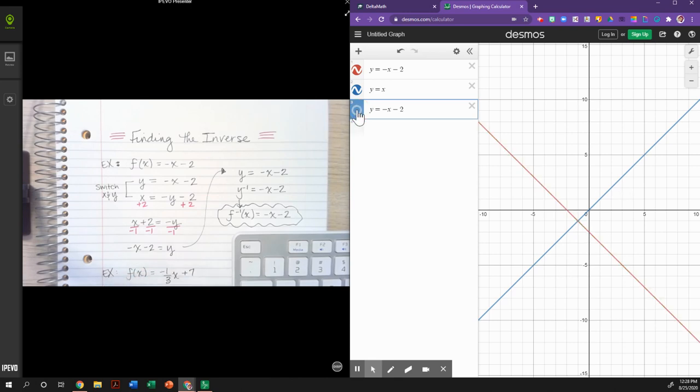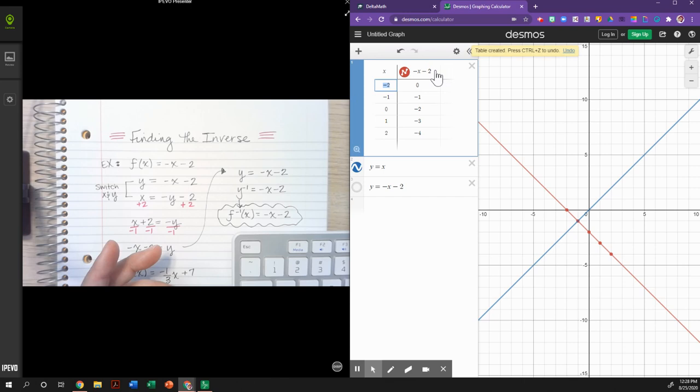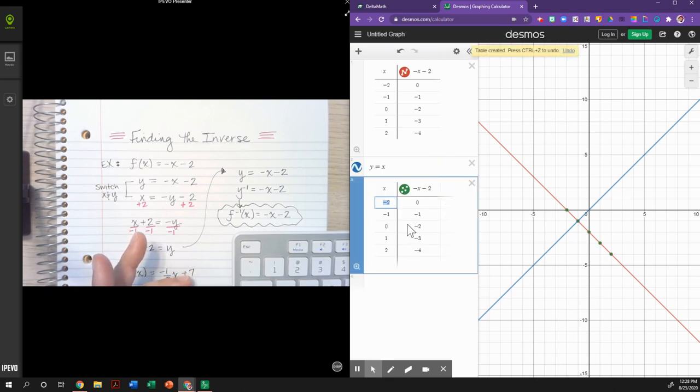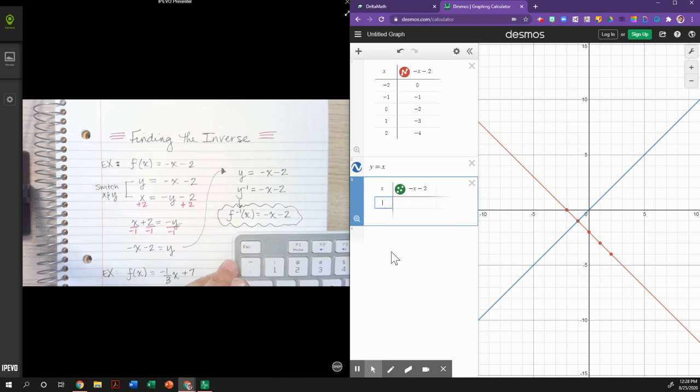But also, let's look at it from a table perspective. So we got y equals negative x minus 2. Let's convert it to a table. And then if I were to go over here, let me convert that one to a table. Let me just prove to you. So I got to take these y values and type them in for x. So now I'm going to type in 0, negative 1, negative 2, negative 3, negative 4.